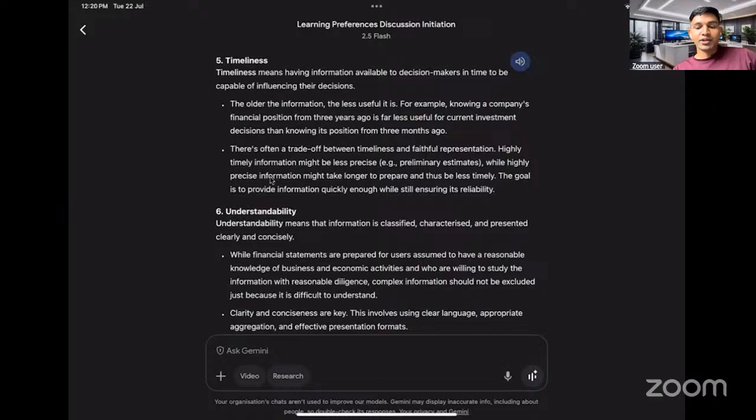Highly timely information might be less precise, such as preliminary estimates, while highly precise information might take longer to prepare and thus be less timely. The goal is to provide information quickly enough while still ensuring its reliability.